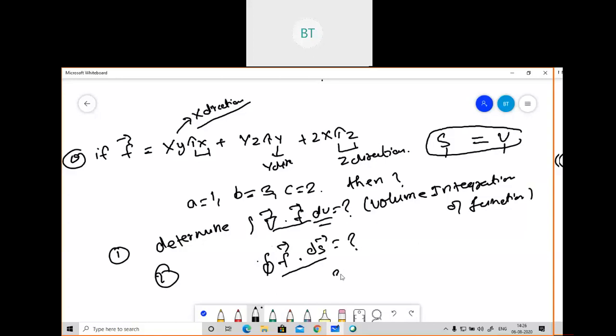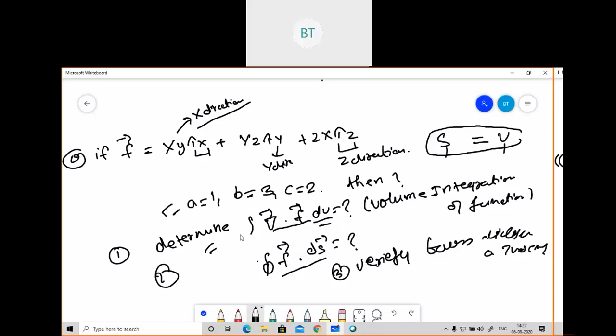And the third part was to verify the Gauss divergence theorem. So how will we verify it? If both questions are solved and both values are the same, the Gauss divergence theorem will be verified. So this was the problem: if f equals xy in the x direction, yz in the y direction, and zx in the z direction, and you are given a equal to 1, b equal to 3, and c equal to 10, you need to calculate the volume integration and surface integration of that function, and verify the divergence theorem. If both are the same, then we can easily verify the divergence theorem.